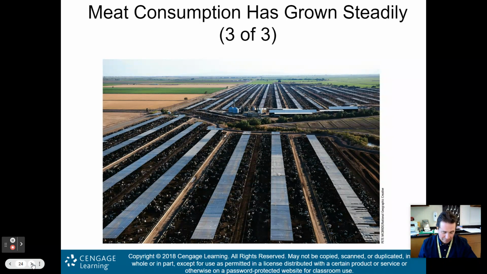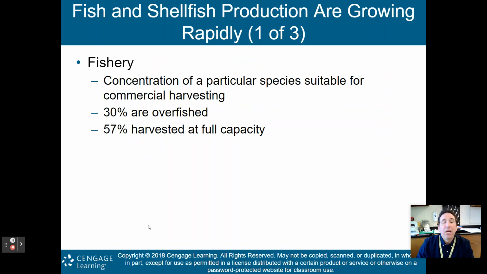So this is what we're talking about, folks. This is industrialized meat production in Arizona, and what you are seeing here is just rows and rows and rows of cattle that are just there living until they go off to the slaughterhouse. So again, not great for the environment, and we'll talk more about that later on in this chapter.